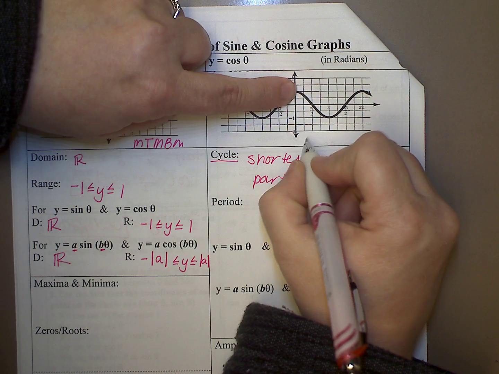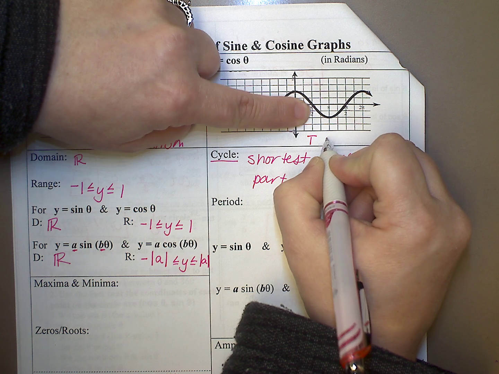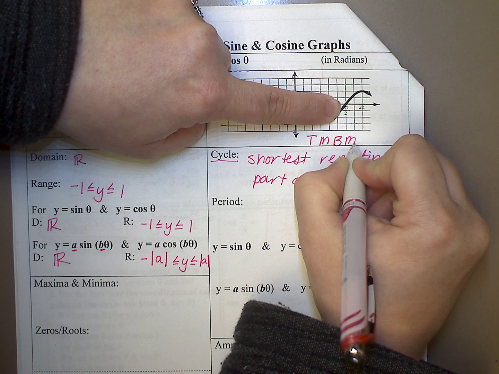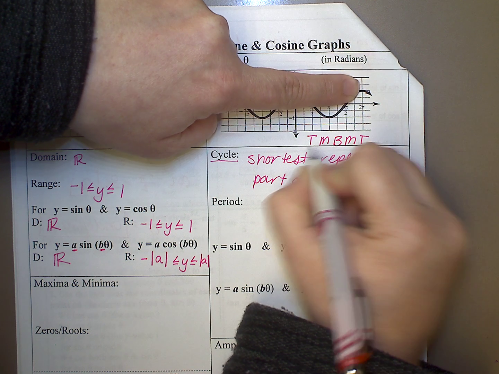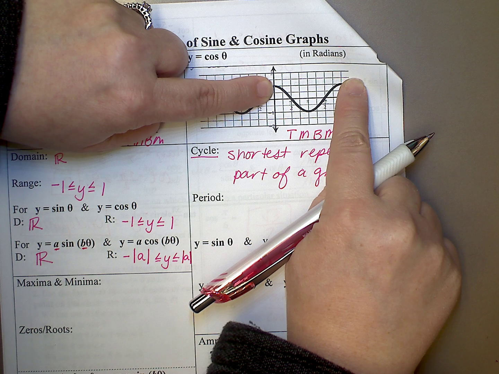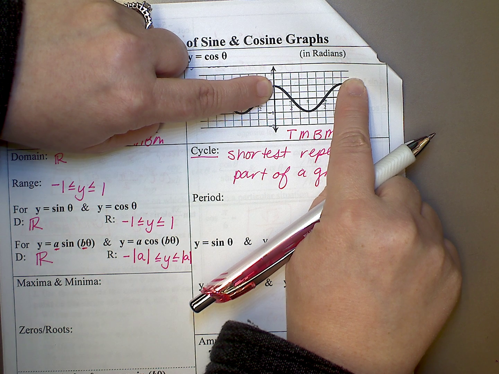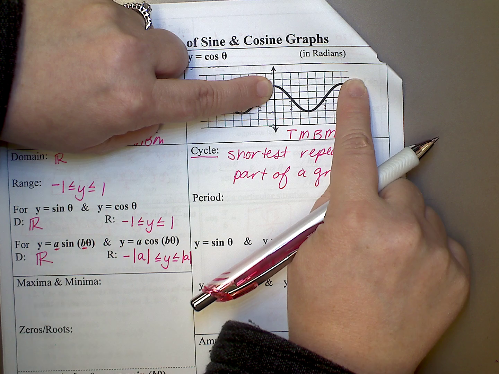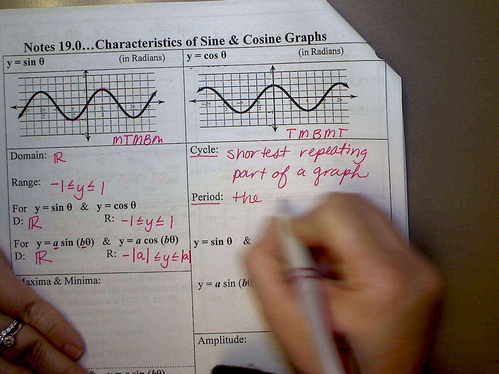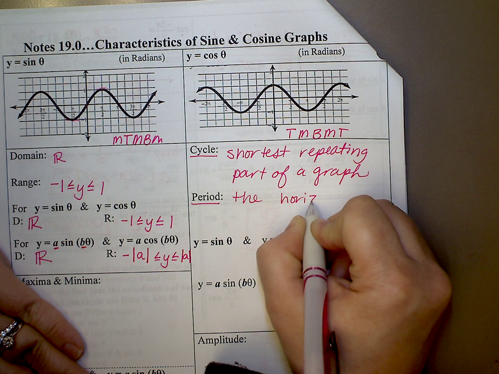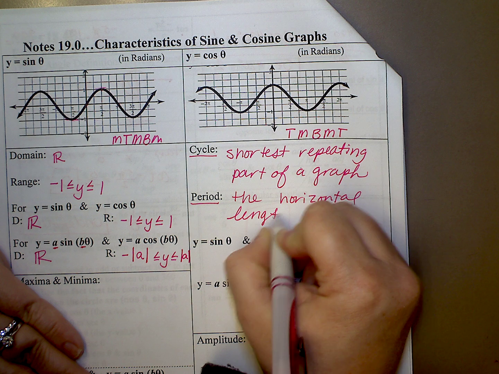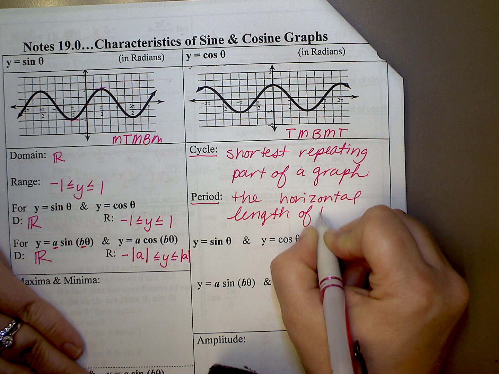Now cosine, it's a little bit different. It starts at the top, then goes to the middle, then goes to the bottom, then goes to the middle, then goes to the top. Almost looks like Teenage Mutant Ninja Turtles there. Anyways, that would be one cycle there, from the top all the way down to the bottom, and then back up to the top. Now, a period is the horizontal length of that cycle.